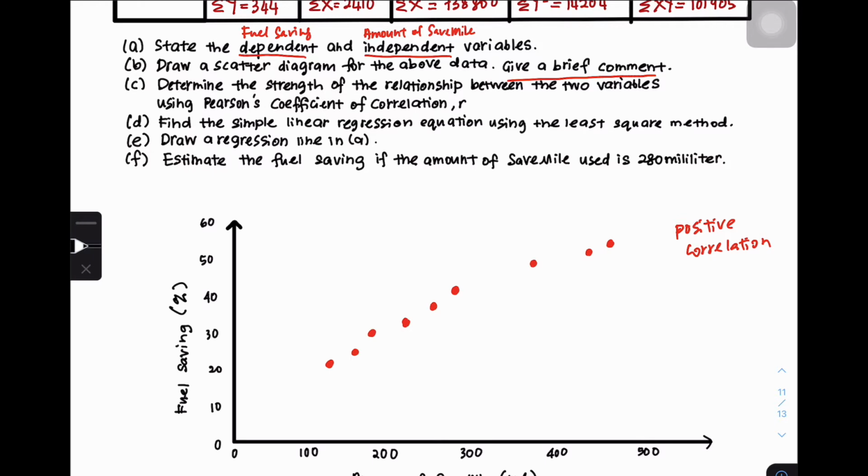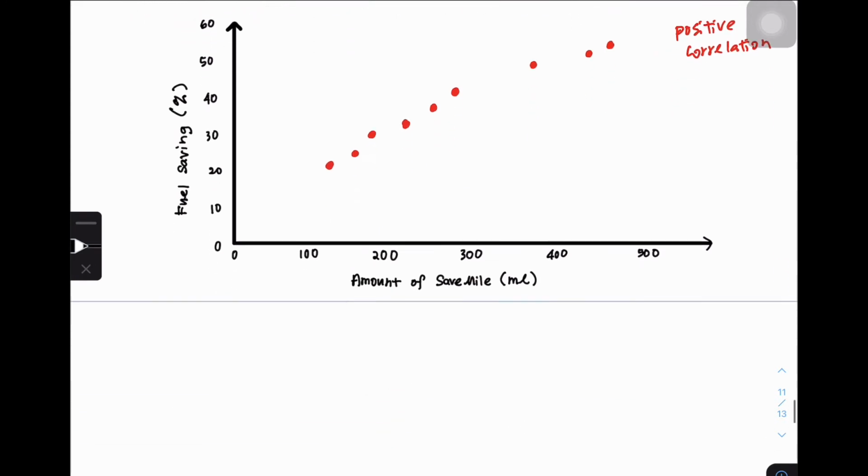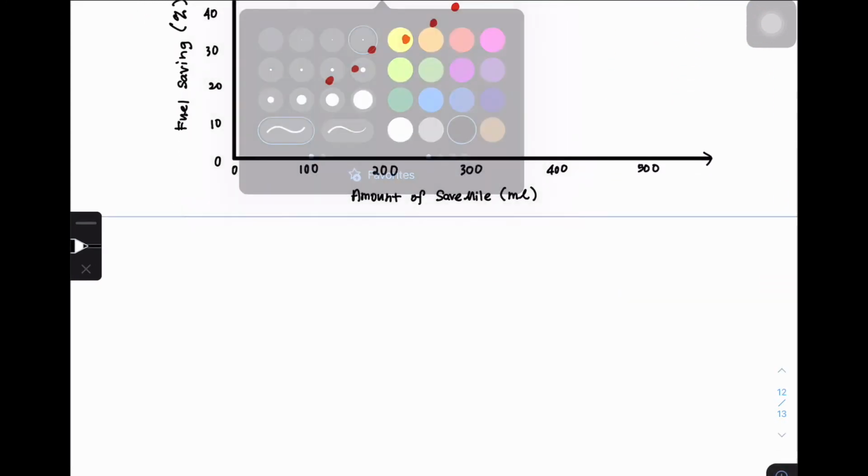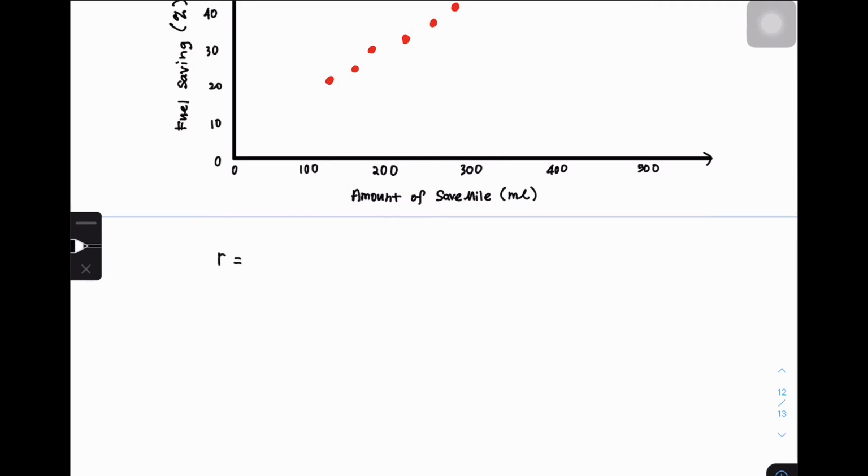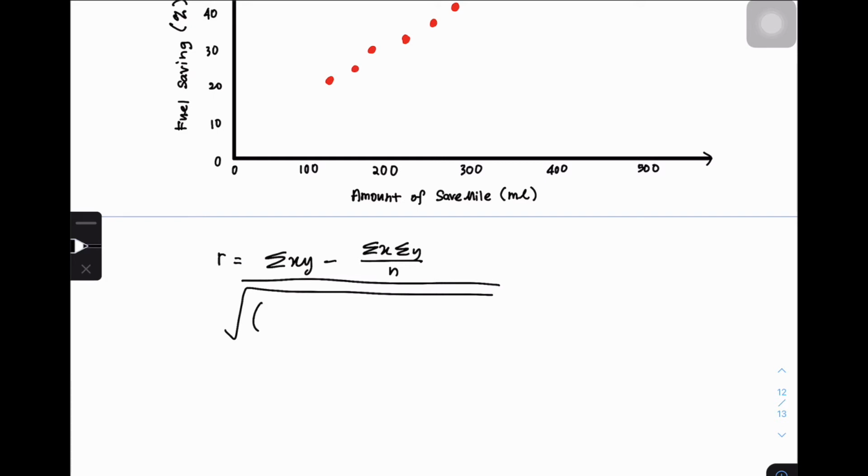Sekarang dia suruh kita cari R untuk kita tengok strong positif ke, weak positif ke. Okay, so kita akan cari menggunakan formula untuk cari R. So formula untuk cari R adalah summation XY, yang ni boleh tengok nota, bahagi tolak dengan summation X darab summation Y bahagi dengan N. Okay, N ini adalah jumlah pair data kita bahagi dengan punca kuasa. Dalam kurungan kita ada summation of X square minus dengan summation of X kuasa 2 bahagi N. Okay, darab dengan summation of Y square tolak dengan summation of Y kuasa 2 bahagi N. Okay, so ini adalah formula untuk kita cari R.